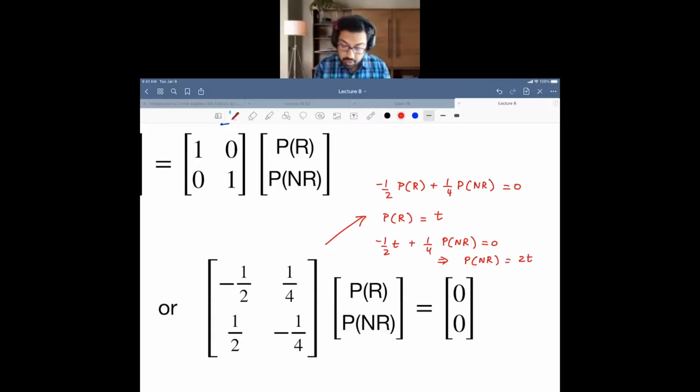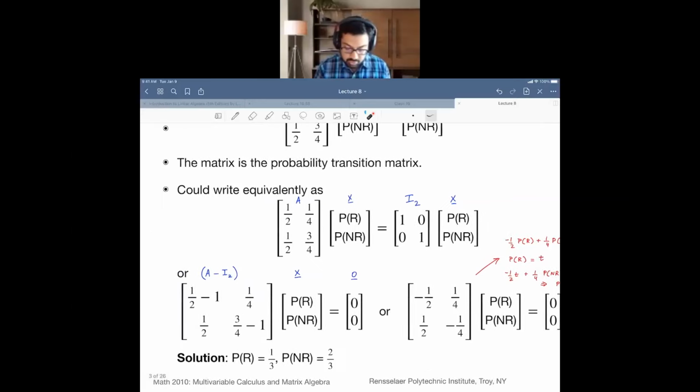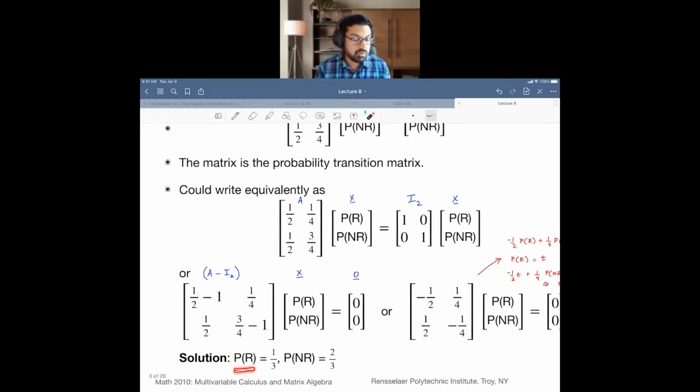Now, you got probability of rain as t, probability of no rain as 2t, but you also know that these are probabilities and they should add up to 1. So t plus 2t should give you 1. And the only way to do that is if t is 1/3. So that will give you the solution, which is probability of rain is 1/3 and long-term probability of no rain is 2/3, right? So that will be the solution.